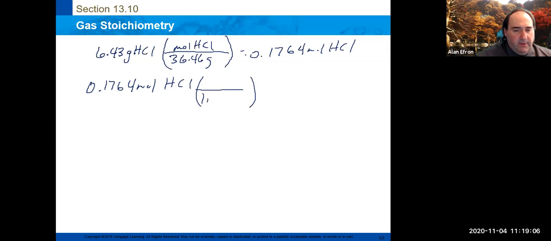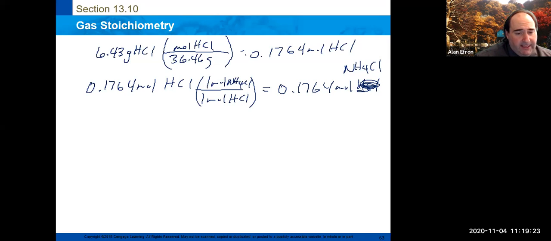Again, from the equation, it is still a one-to-one relationship between the HCl and the ammonium chloride. So 1 mole of HCl gives 1 mole of ammonium chloride, so again from the equation we have 0.1764 moles of HCl and moles of ammonium chloride.